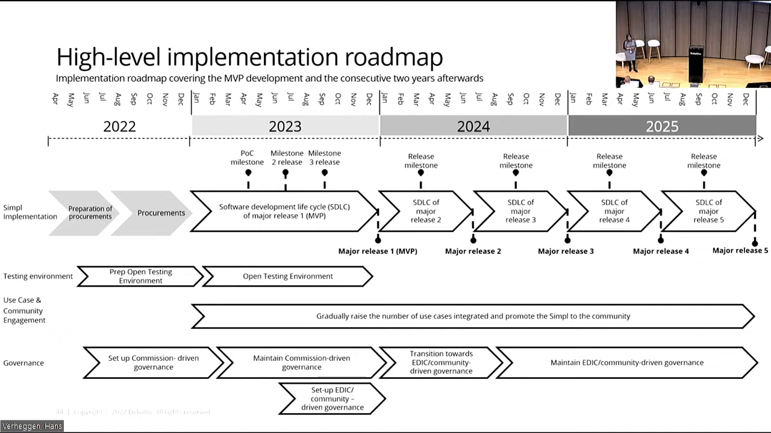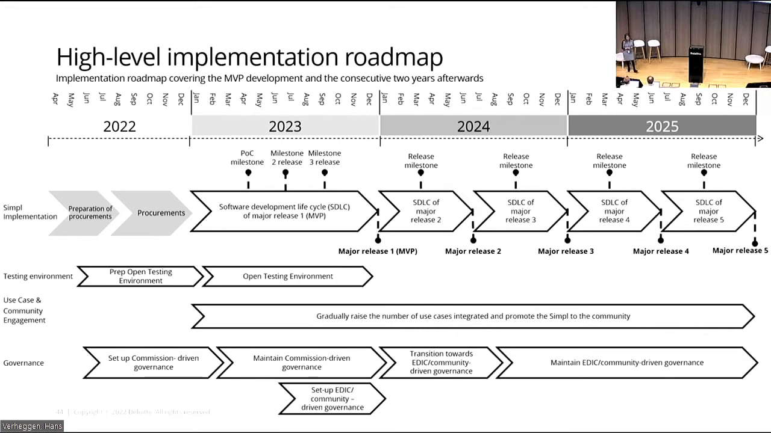Then use case and community engagement. Here, we would like to increase the number of the participating use cases gradually. To ensure the sustainability, we would like to start with a lower number and then onboard the use cases gradually. And when the MVP is finished, then we would like to provide everyone the opportunity to test it, every use case.